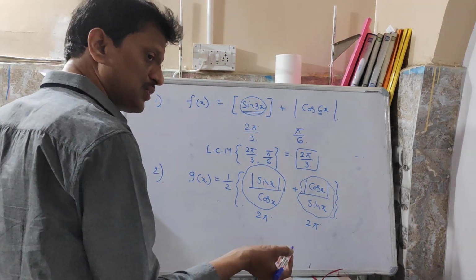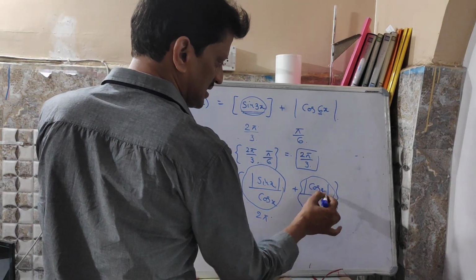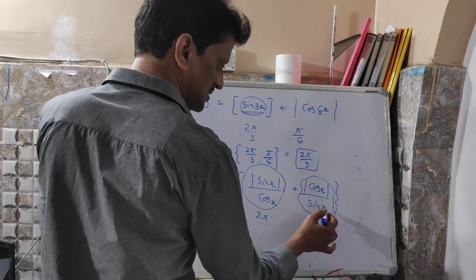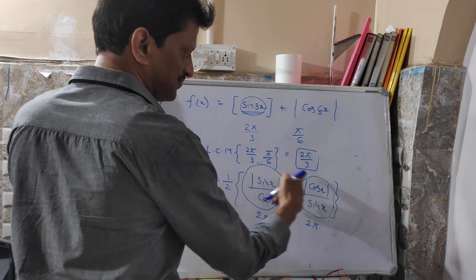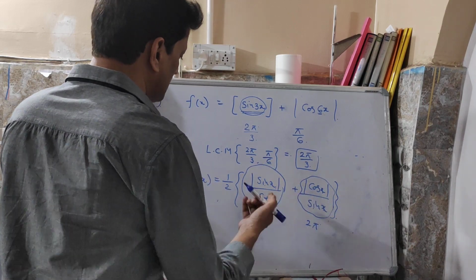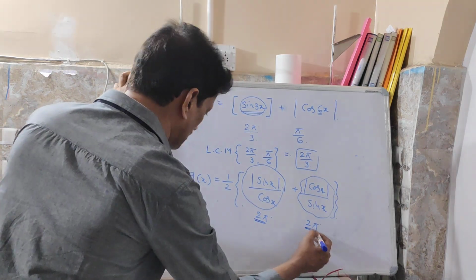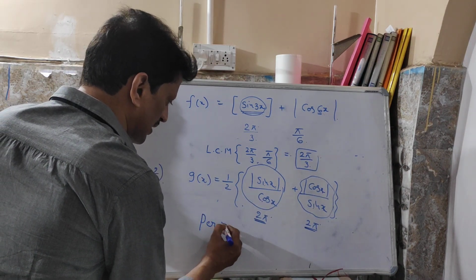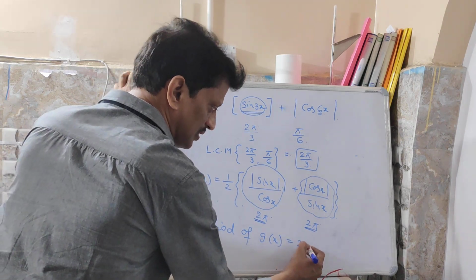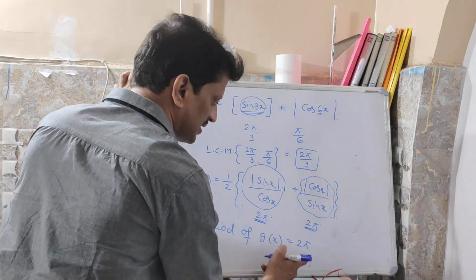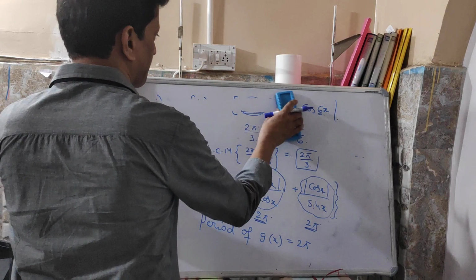Can we apply LCM rule or half of LCM rule? Let us check. Sin x and cos x are complementary functions and also cos x and sin x are complementary functions, but this function is not even, hence you cannot take half of LCM, matlab LCM of 2 pi and 2 pi only. So period of gx is 2 pi only, not pi. Only LCM of these periods 2 pi and 2 pi, that is 2 pi only. Clear now, students? Next.